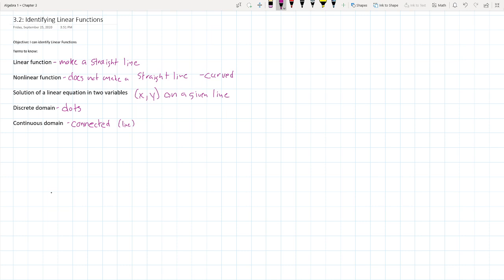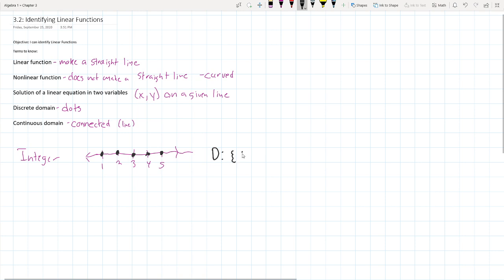Discrete domain is a set of input values that consists only of certain numbers in an interval. Example, integers from 1 to 5. An integer, if you remember right, is a whole number, so we can't include decimals in that. So whenever we do integers going from 1 to 5, our integers are only 1, 2, 3, 4, and 5. In this case, our domain, that little curly bracket, is 1, 2, 3, 4, and 5.